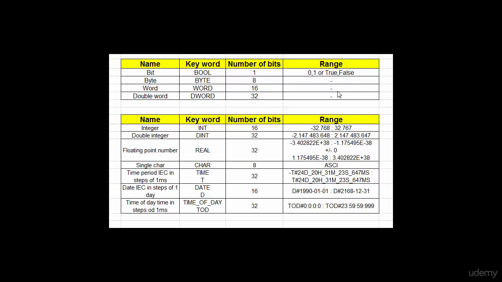Here you can see the range. The range of the bit can be only 0 or 1, or the same, true or false. True is 1, false is 0. As you can see, the range of the byte, word, and double word is not specified here, because here we can have some more possibilities.